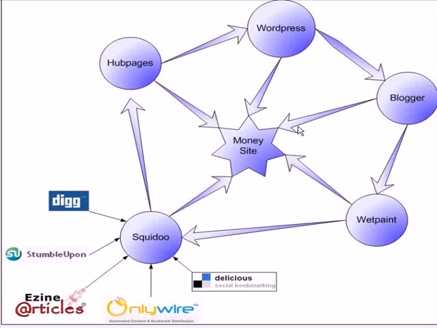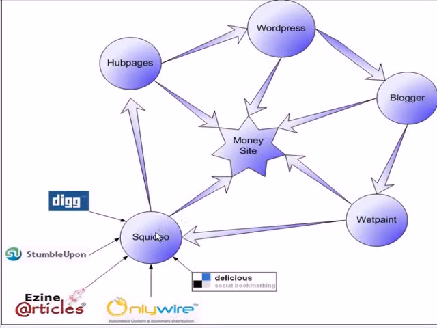Okay, so here we have a picture of a link wheel. You can see it's fairly easy to understand. This one has 1, 2, 3, 4, 5 spokes. Now typically a link wheel may have more, may have less. It depends on how many you want to create.